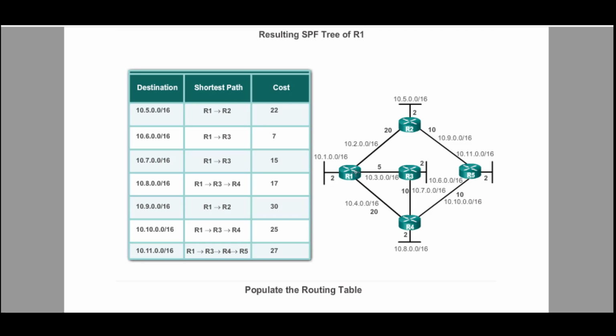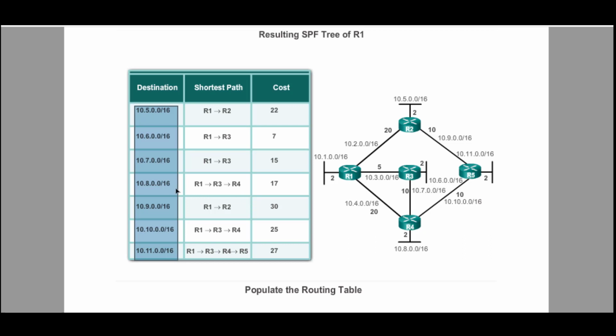Now from R1 to R3, what are the different paths available? If I want to travel from R1 to R3, this is one path. Then R1, R2, R5, R4, R3 is the next path. Then R1, R4, R3 is the next path. So it is going to calculate different paths like this. In this, which is very short? By using the cost, it is going to calculate. Then finally, it is going to create a complete shortest path. So this is called the shortest path first tree.